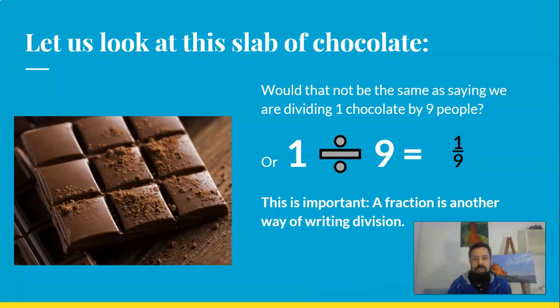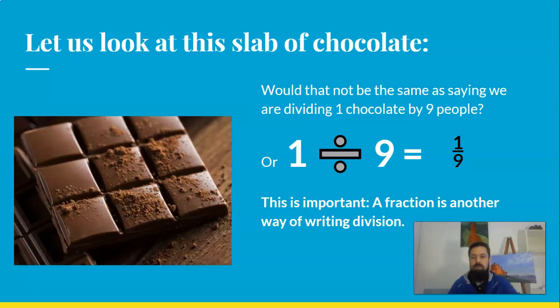In other words, that would be the same as saying we're dividing the chocolate between 9 people. All right, so you can see that 1 divided by 9, 1 slab of chocolate divided by 9 people, and each person gets 1/9. And the really important thing that I want you to see from this is the fact that a fraction is actually just a different way of writing a division problem. All right, so please bear that in mind.